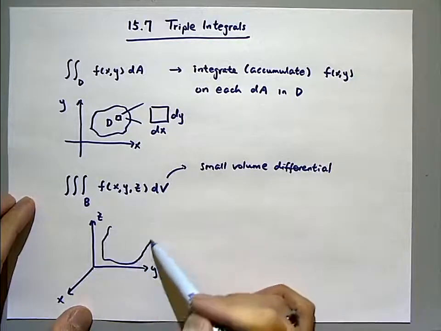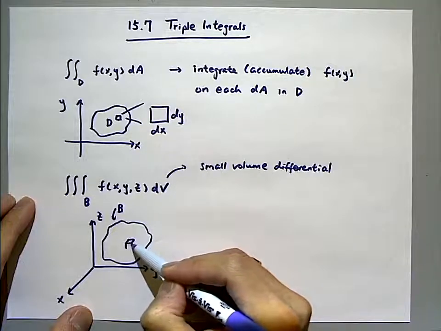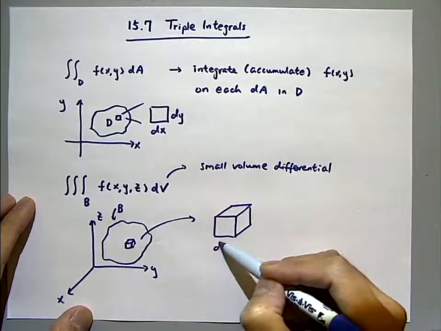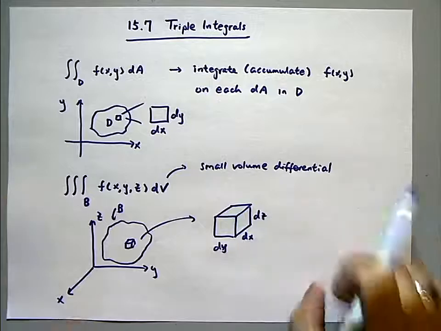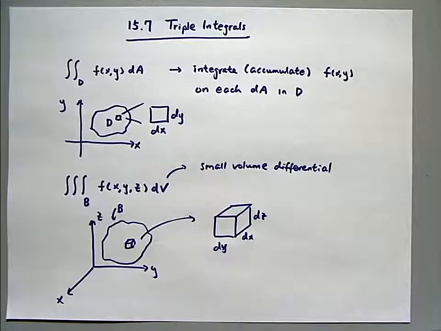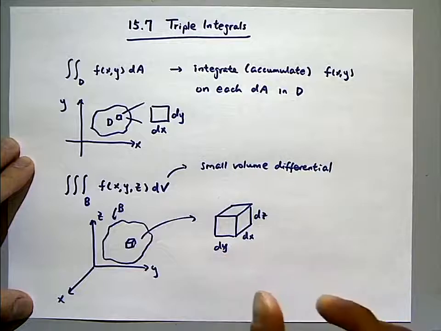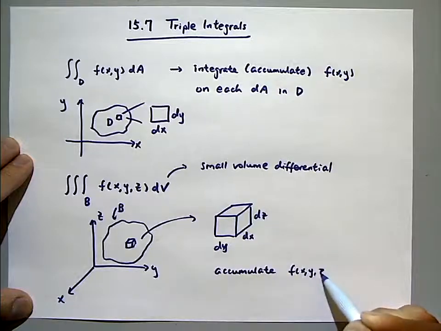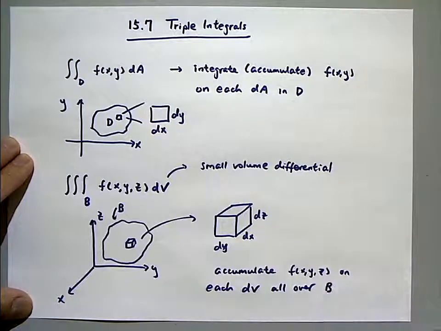So imagine you've got this B, that's some kind of object here. What we're doing is taking one tiny little rectangular solid out of this thing. This would be dy, dx, and dz. It doesn't have to be a cube, but once you shrink these things, eventually it looks more or less like a cube, but it's some kind of rectangular solid. The interpretation is the same. You're just accumulating this function on each of these tiny little cubes all over that solid. On each differential element dV all over that solid that I called B.